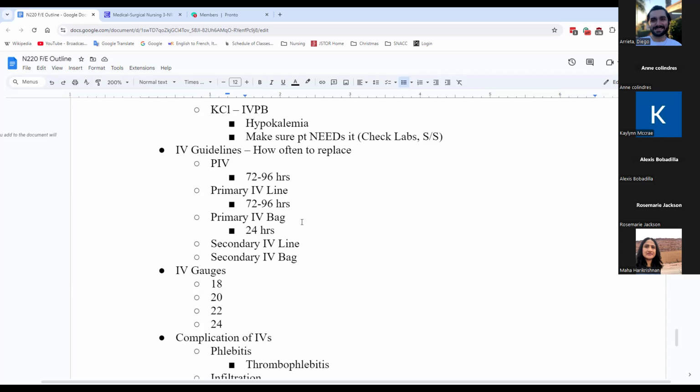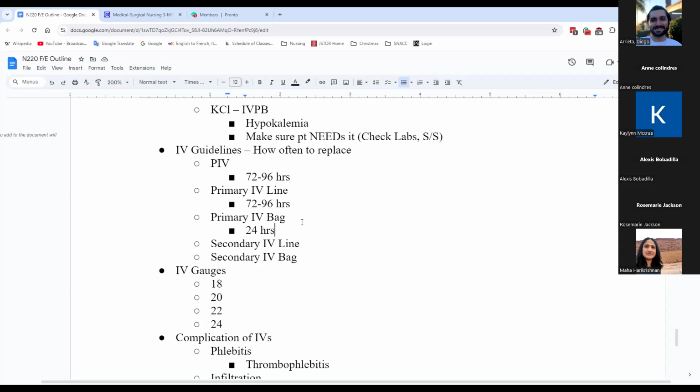Does that make sense? So let's say you prep a bag of NS and it's going to last the whole day, but then the doctor changes the rate to make it slower, and now it's going to go over the 24, even though you still have NS in that bag, you would replace it with a new one. Okay, so every 24 hours we replace the bags.